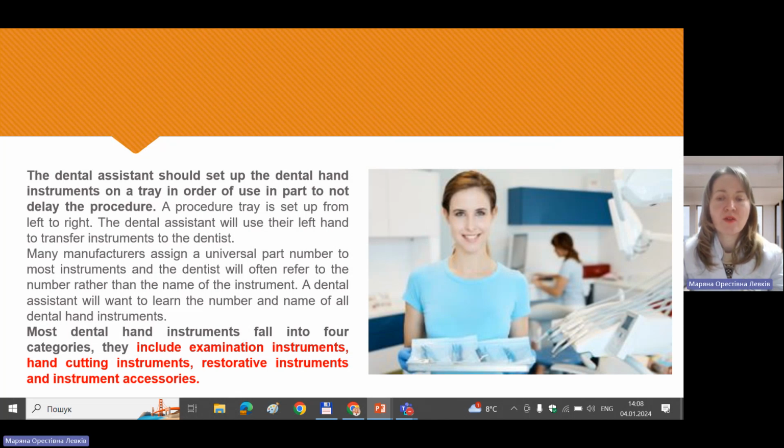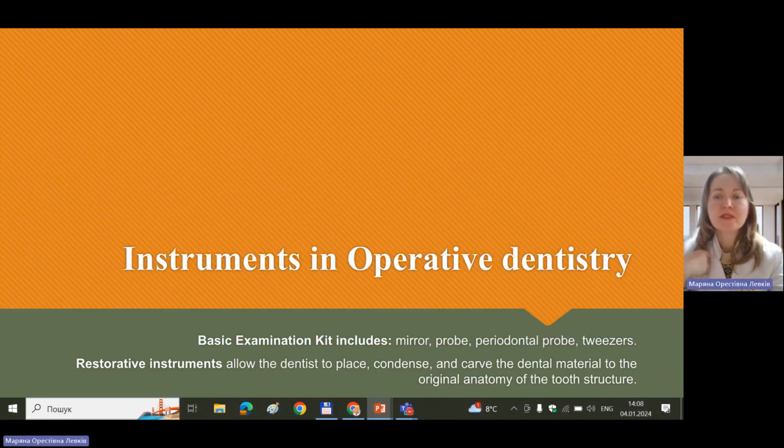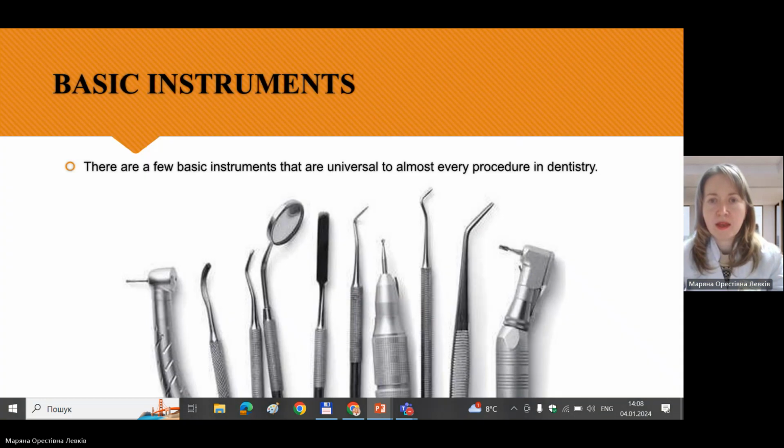A dental assistant will want to learn the number and name of all dental hand instruments. Most dental hand instruments fall into 4 categories. They include examination instruments, hand cutting instruments, restorative instruments, and instrument accessories. Instruments that are used in operative dentistry include basic examination kit, mirror, probe, periodontal probe, and tweezers. Restorative instruments allow the dentist to place, condense, and carve the dental material to the original anatomy of the tooth structure. Basic instruments: there are few basic instruments that are universal to almost every procedure in dentistry.